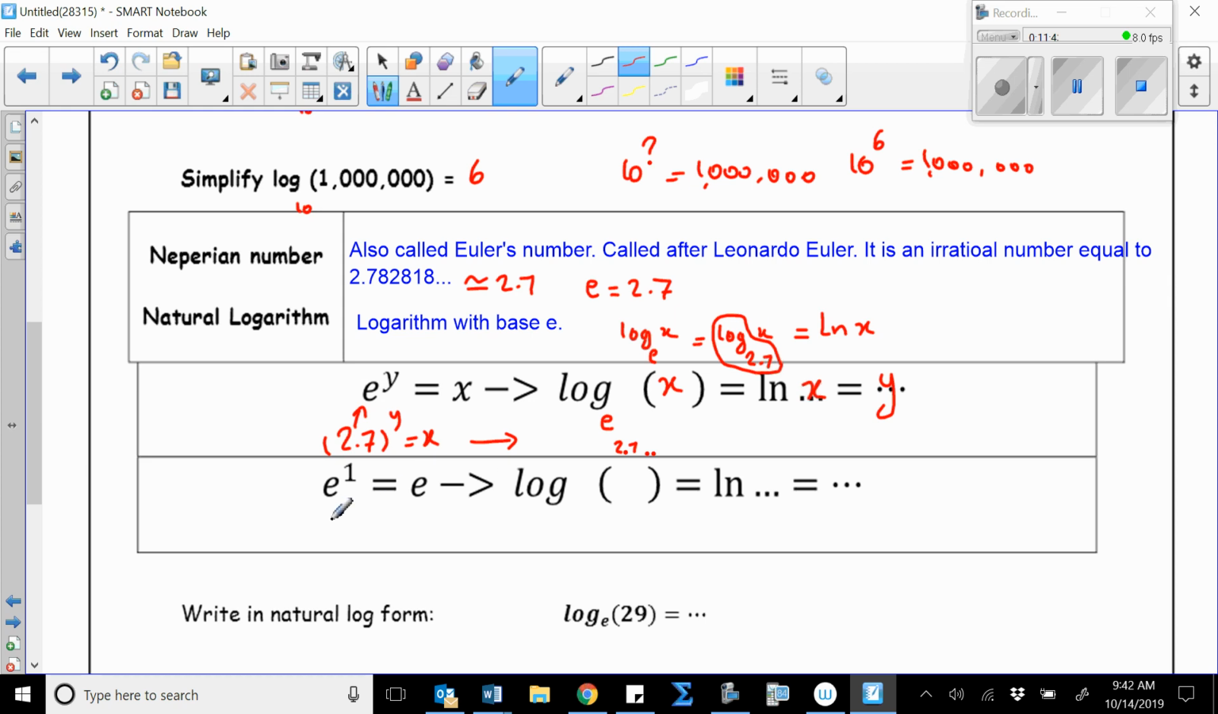If I have e to the power of 1, we know that e to the power of 1 is equal to e. So change it to the log form. It's going to be log of e, so this e goes here, and the base is again e, because e is to the power of 1. So I can rewrite this as natural log of e, and it's equal to 1. This is a special case that we always need to learn. Remember, natural log of e is 1, because this is log of a number with the same base, and we learned before that log of a number with the same base is equal to 1.